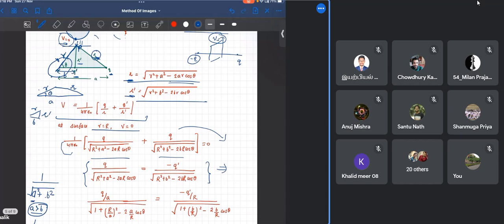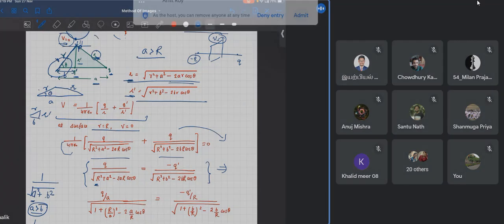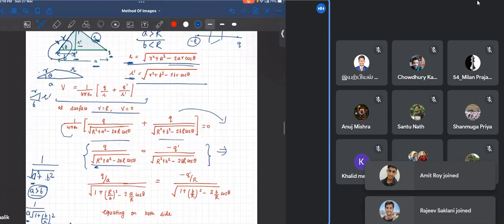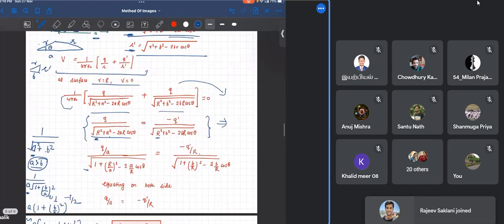See, R is the radius of this sphere. Small a is the distance of this charge q from the center of the sphere. So a is greater than R. b is inside this sphere, so b is going to be smaller than R. In this expression, a is larger, so we will take a outside. In this expression, R is larger, so we will take R outside. And now both these terms come on equal footing.